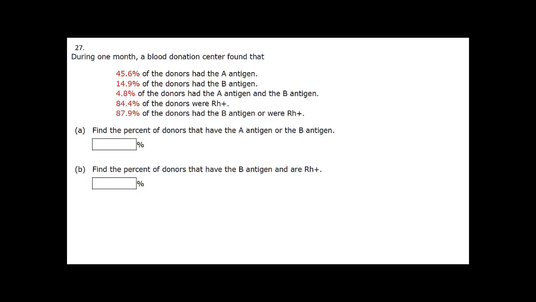The question is, in the A part, find the percent of donors that have the A antigen or the B antigen. Again, the inclusion-exclusion principle, as I've said, works with percentages as well. So if I want to know the percent of donors that have the A antigen or the B antigen, I use the union. So the percentage that have the A or the B antigen is the percentage having the A antigen plus the percentage having the B antigen minus the percentage having the A and the B antigen. So the percentage A union B is a percentage A plus a percentage B minus a percentage A intersect B.